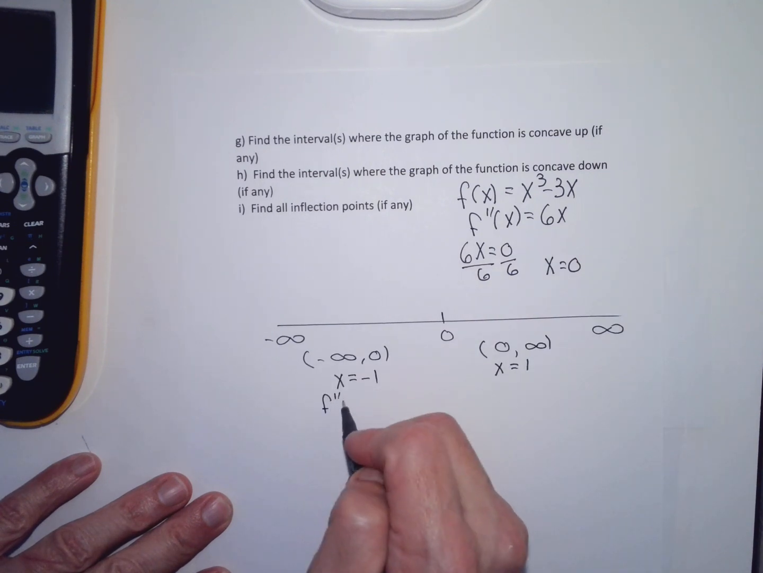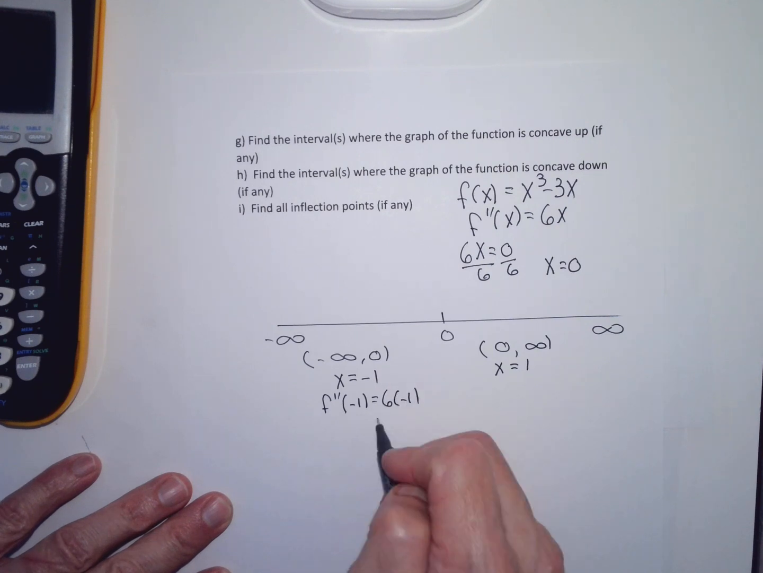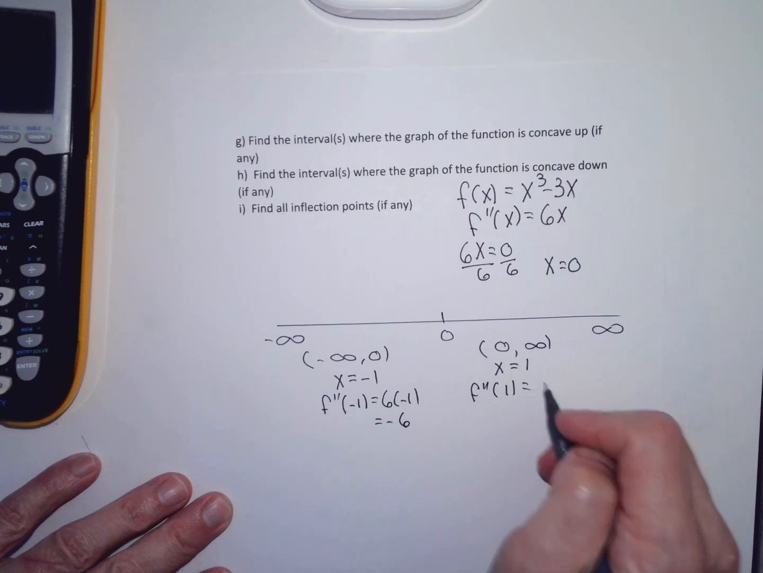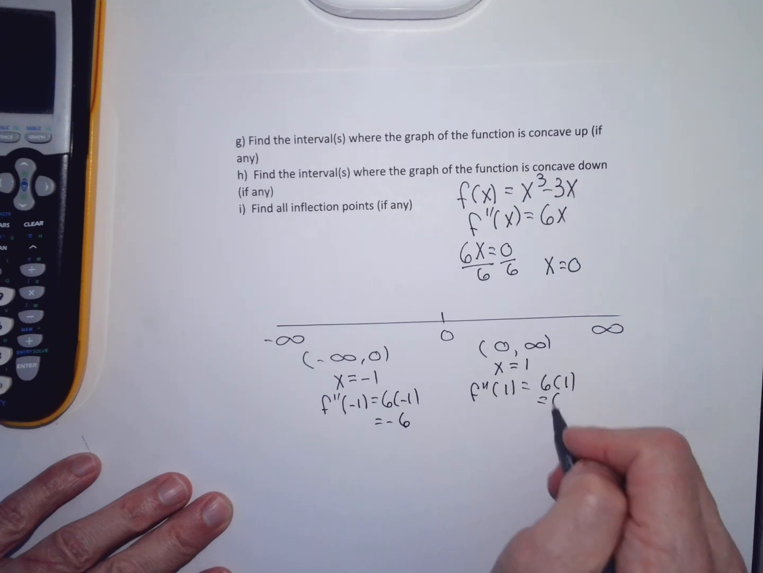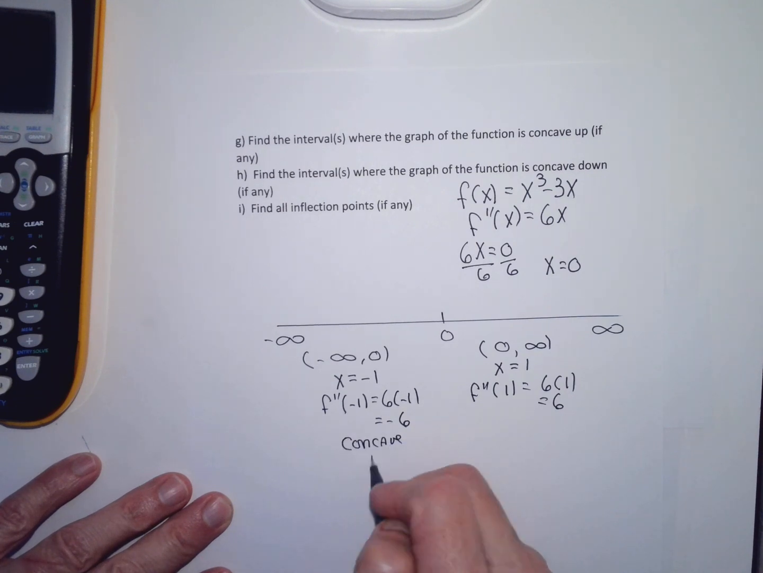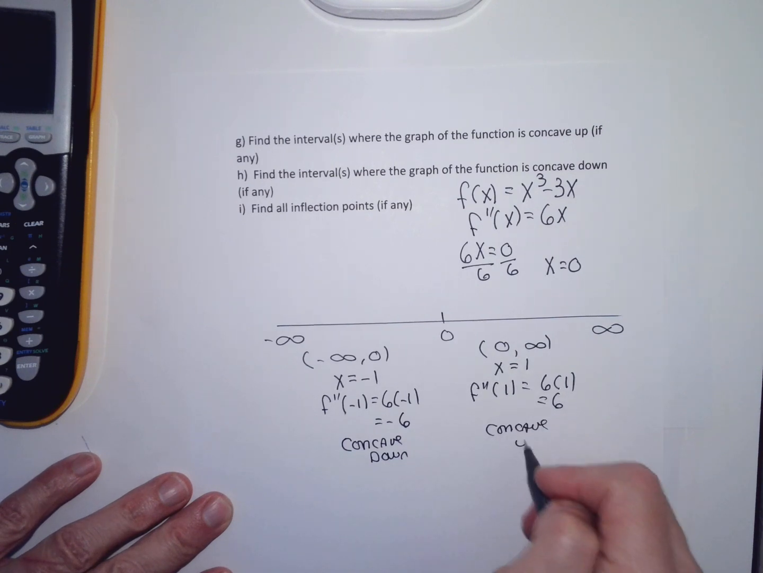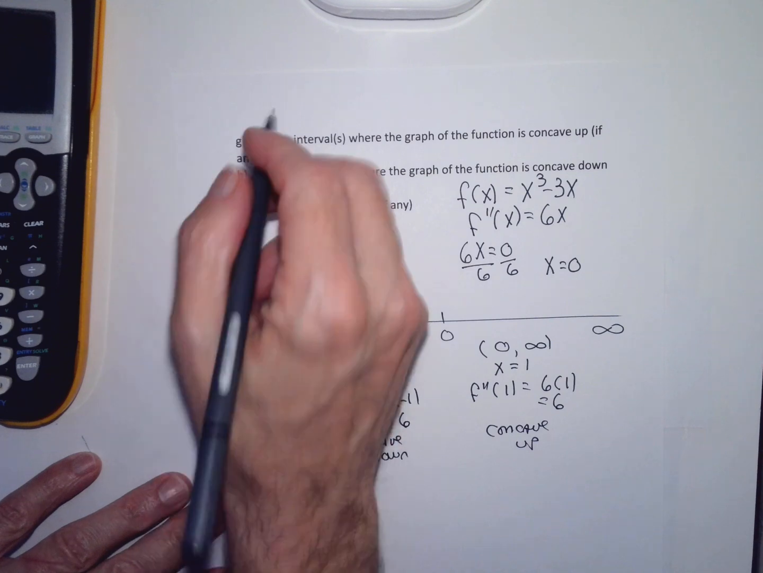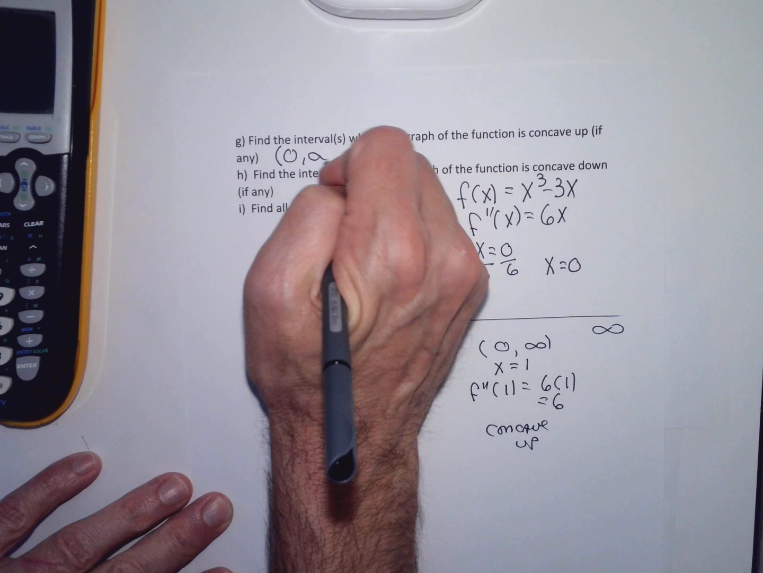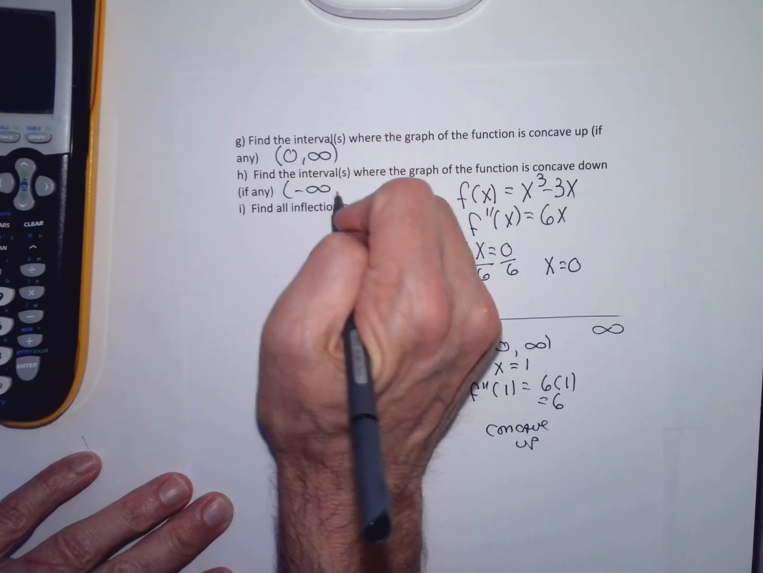So I'm going to evaluate the second derivative at negative 1 and get 6 times negative 1, which is negative 6. Evaluate the second derivative at positive 1. That's 6 times 1, and that's positive 6. This is concavity, so if you get negative, it's concave down. If you get positive, it's concave up. So my answer to part G is concave up from 0 to infinity. My answer to part H, it's concave down from negative infinity to 0.